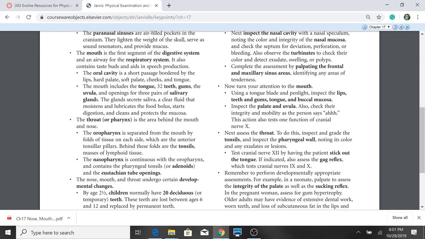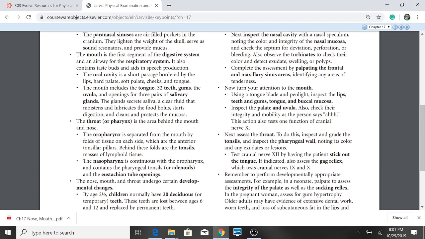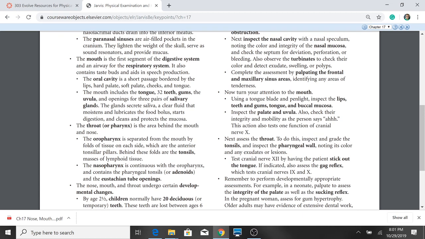Paranasal sinuses are air-filled pockets in the cranium. They lighten the weight of the skull, serve as sound resonators, and provide mucus. The mouth is the first segment of the digestive system and an airway of the respiratory system. It also contains taste buds and aids in speech production.